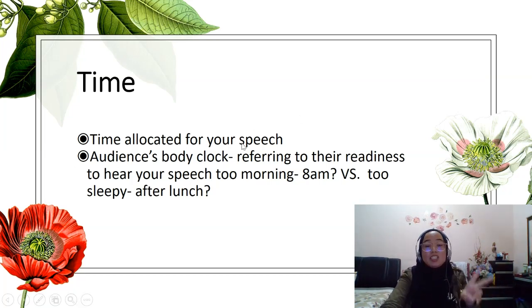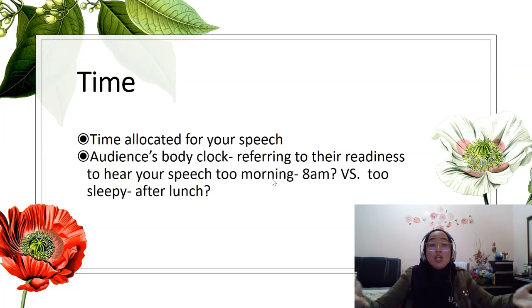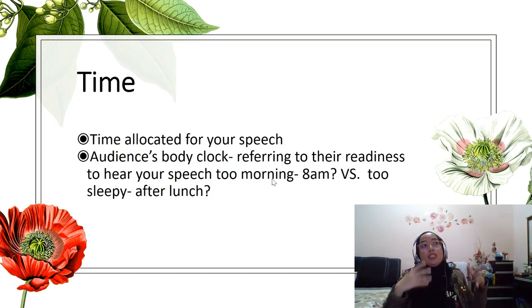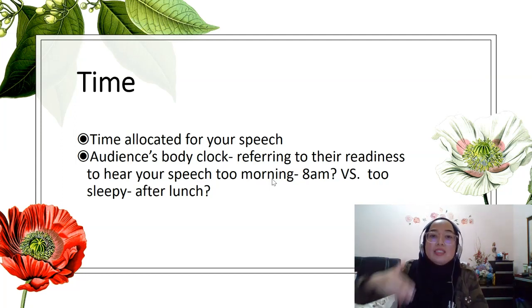Now, secondly, is the time: you have to consider the body clock of your audience. What does it mean by body clock of your audience? It's referring to their readiness to hear your speech. You have to consider, is it too early in the morning for them? For example, 8 in the morning is too early for some people. Or are they going to be very sleepy because your presentation will take place after lunch, or maybe they'll be too hungry because they didn't eat their breakfast and they're waiting for their lunchtime. So those are some of the important things when it comes to time to be considered when doing a presentation.